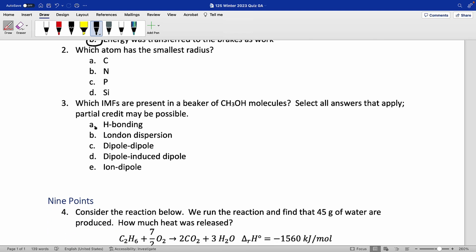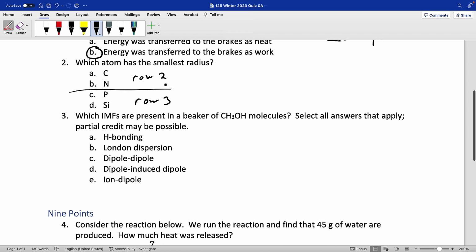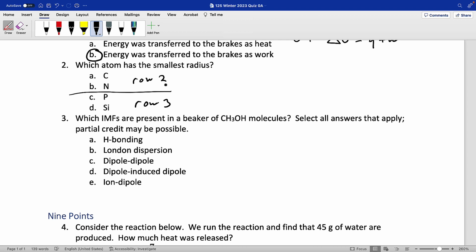Which atom has the smallest radius? Well, here we can break this into two categories. We've got carbon and nitrogen, which are in row 2 of the periodic table, and here we've got phosphorus and silicon, which are in row 3. Each row represents different shells of the atom. The outermost electrons in row 3 are in shell 3, the outermost electrons in row 2 are in shell 2, and with each shell, the electrons are on average further from the nucleus. So atoms in row 3 are going to be bigger, all else being equal, than atoms in row 2.